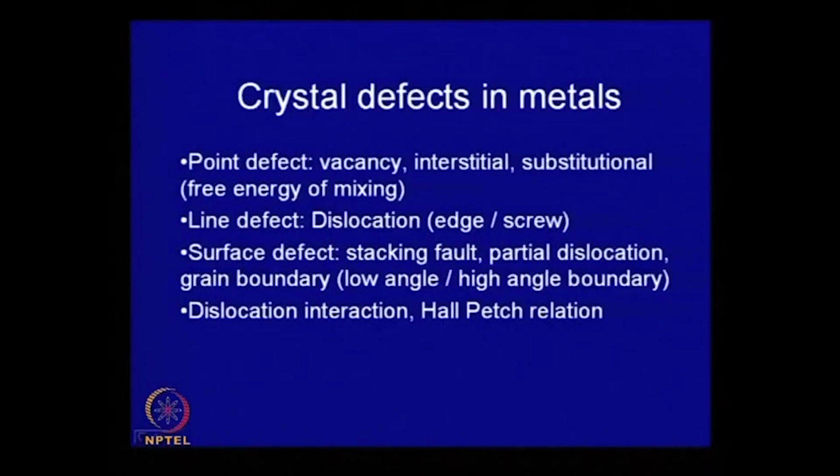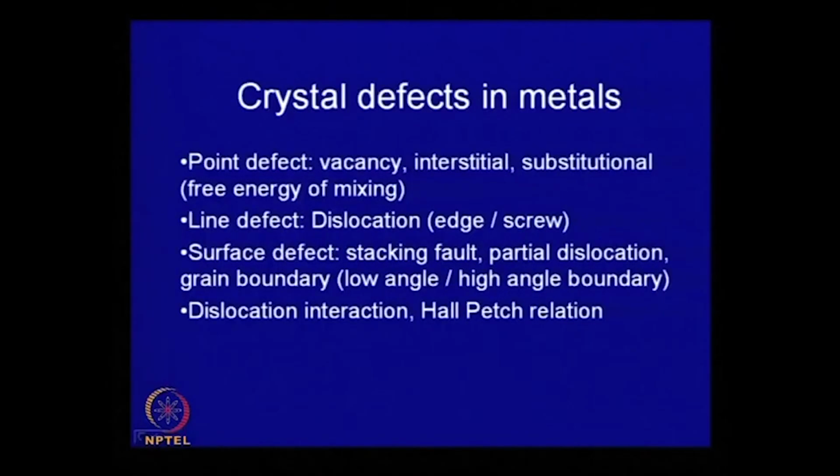And last class we had seen that the process of deformation takes place in metals by the process of slip and twin, and we also calculated that if the crystal is perfect, it does not have any defect, in that case, the stress required to cause slip in a crystal is very high, but in reality the metals deform at a stress much lower than the ideal resolved shear stress.